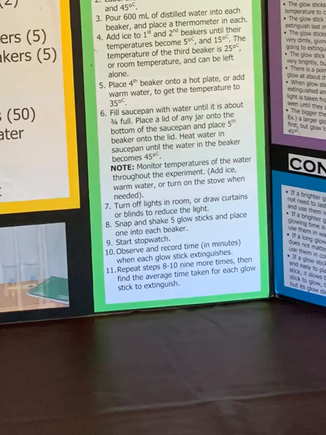Here's an interesting thing. Procedure step 10. Observe and record time in minutes when each glow stick extinguishes. Well, what exactly constitutes extinguish? Glow sticks don't just turn off, they kind of get dim over time. So this observation is subject to very high variability. And frankly, I don't know how you would do it unless you had some kind of light meter. So this particular point makes me want to take off another point for the execution of the experiment.